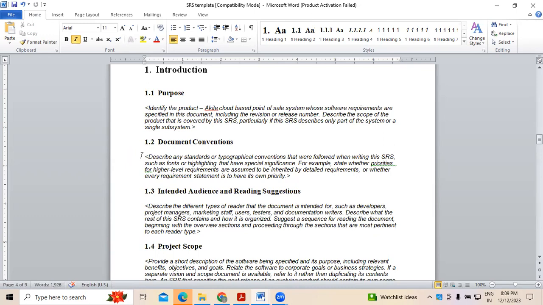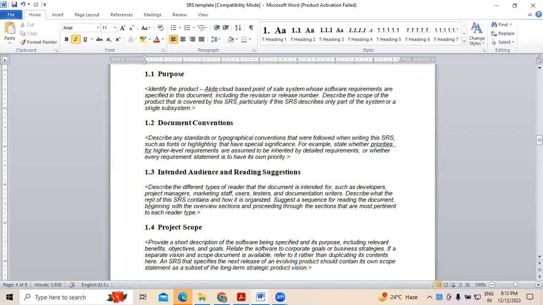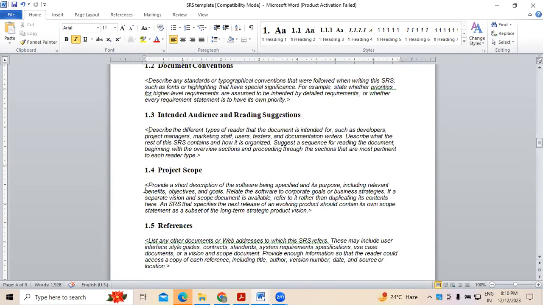Because we need to mention the priorities of high level requirements, right? At the same time, for detailing of requirements, some customers may expect you to write the requirements in detail, so each and every statement they want us to write, followed by what sort of priority that particular requirement stands for, right? So all these things we need to mention. This is what document conventions generally stand for. Next 1.3, of course, is the intended audience and reading suggestions, how to read and so on. Leave it.